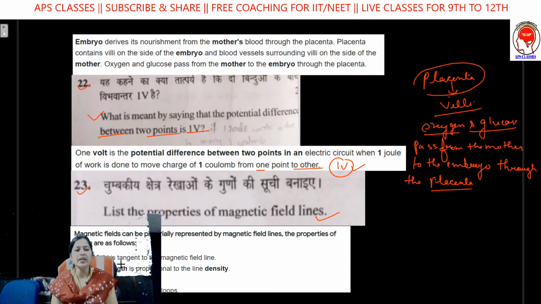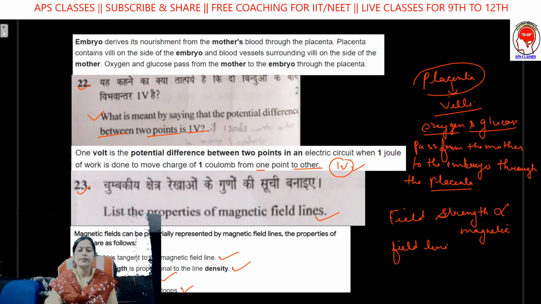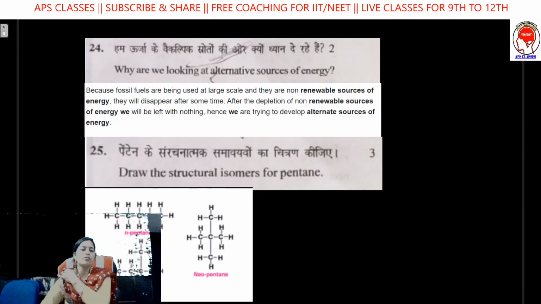Magnetic field lines have the following properties. Number 1, the field is tangent to the magnetic field line. Second, field strength is directly proportional to the line density. Third, field lines cannot cross. Next, field lines are continuous loops. So these are some important properties of the magnetic field.